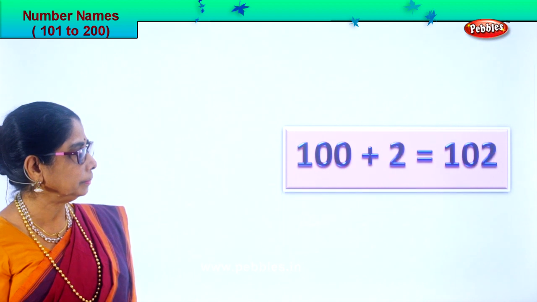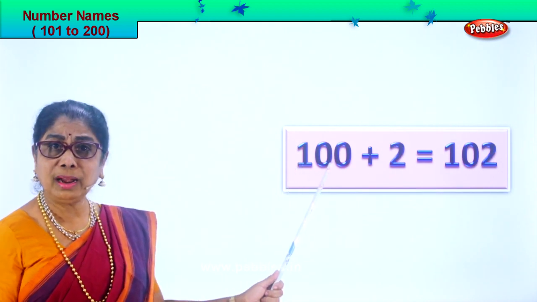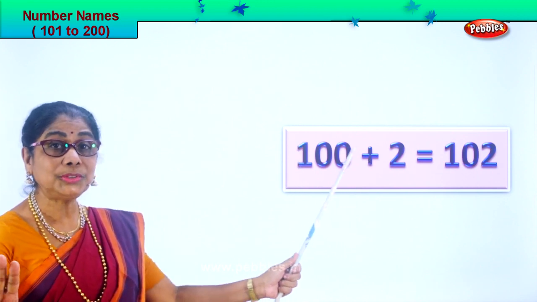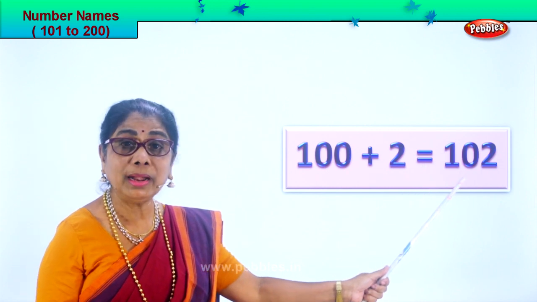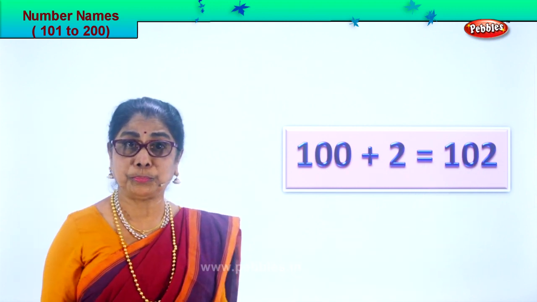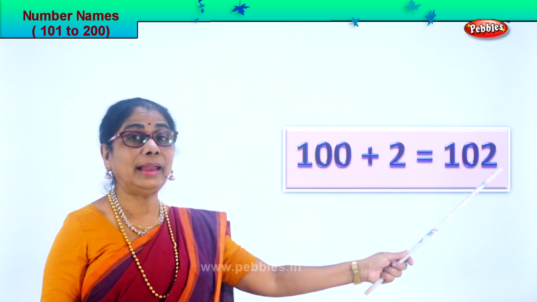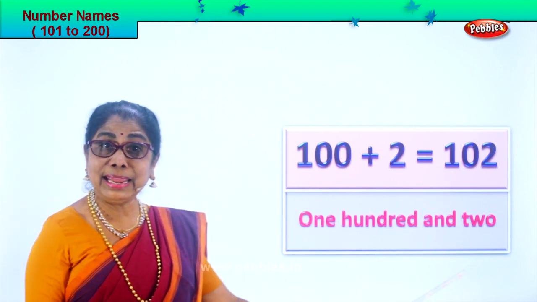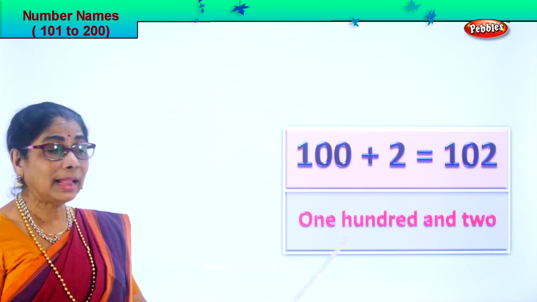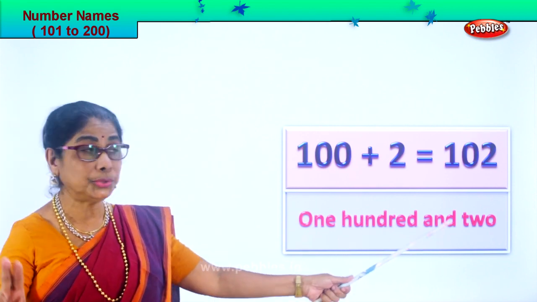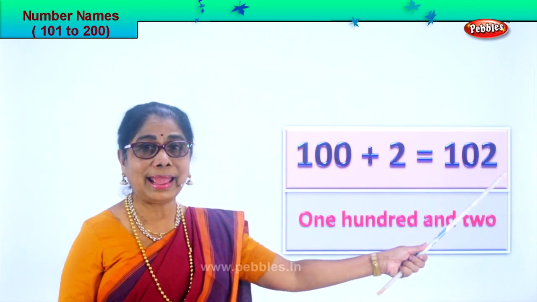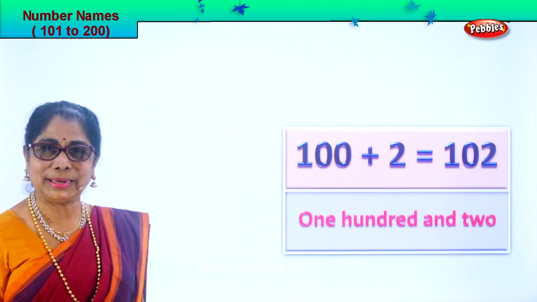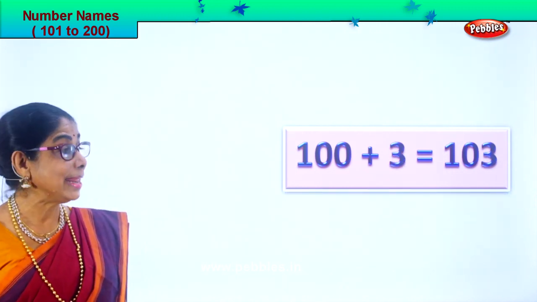Look what you have. What is this? 100 plus two more. 100 plus 2 equal to 102. This is the number. Let's read the number's name. 102. Are you enjoying? Good. Let's go on to our next number.